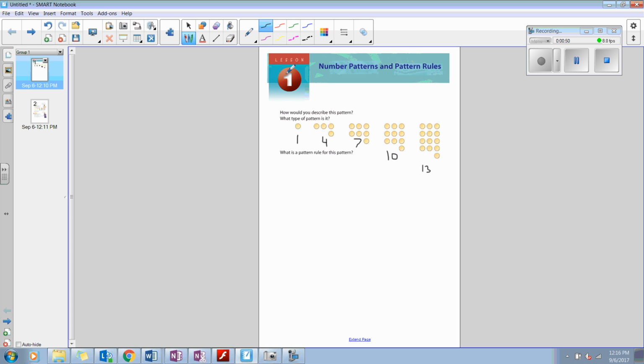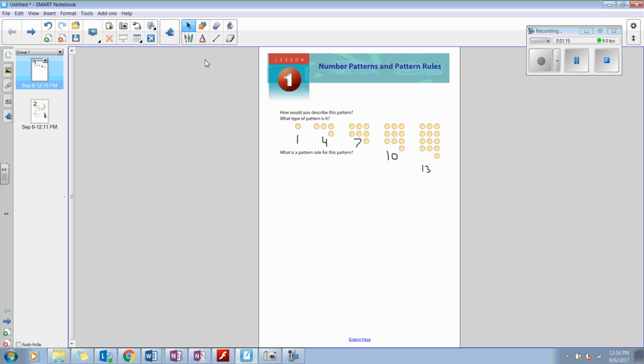And how would I describe this pattern? So we want to look for a pattern rule. And what type of pattern is it? If I look at this pattern, I can tell that each element is getting bigger. The number is increasing. I start with 1 counter, and then I have 4, and then it increases to 7, then it increases to 10, and then it increases to 13.